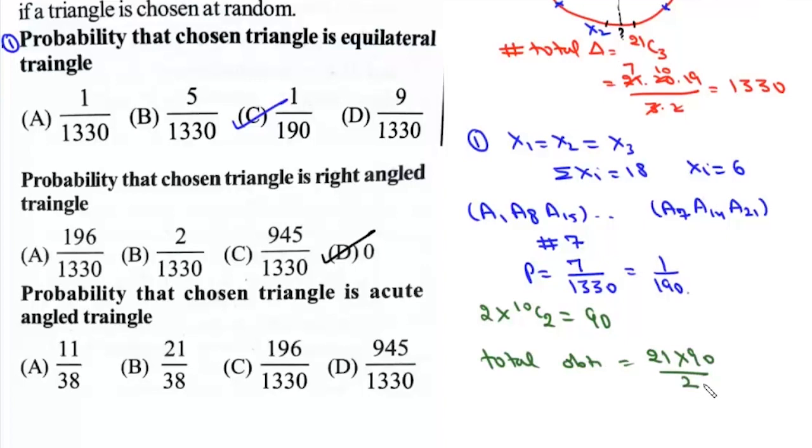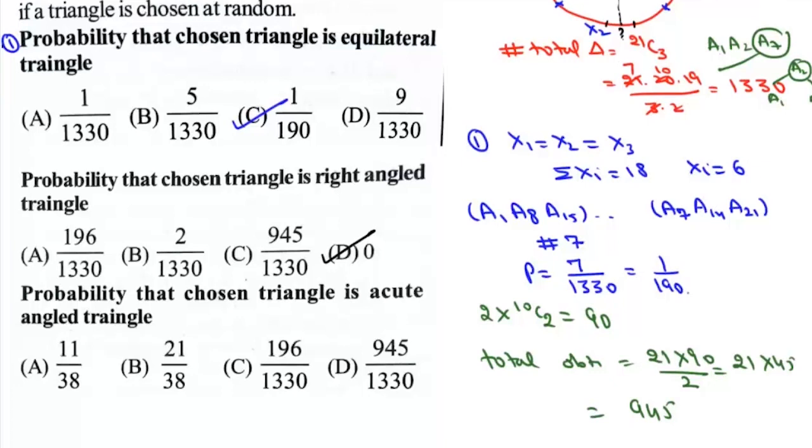Why divided by 2? Because suppose we have one case where we have A1, A2 and A7, then if we consider A7, there also we'll have this case when we have A1, A2 and A7. With A2 it is not possible because for A2, A1 and A7 lie on the opposite side. So therefore we have to divide it by 2. So it will be this 21 into 45, which is 945.